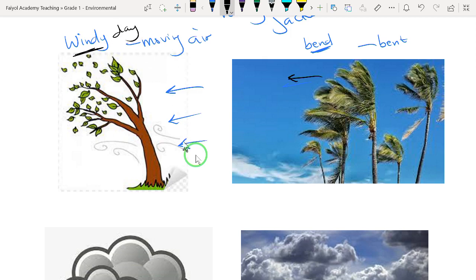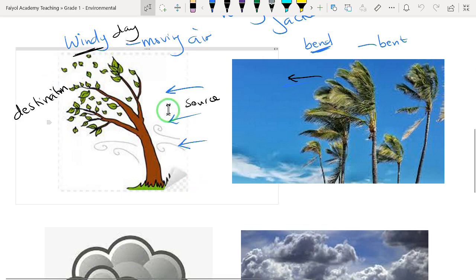So it might be a day or a night, but most of the time we just use a tree that is being blown by wind from this direction. This is the source of the wind. Coming from this direction and going to this direction, the direction we call destination. So this going in that direction, that is a windy weather or a windy day.